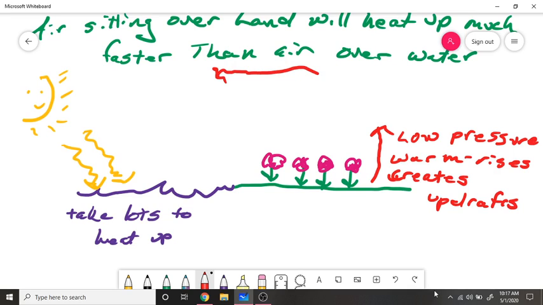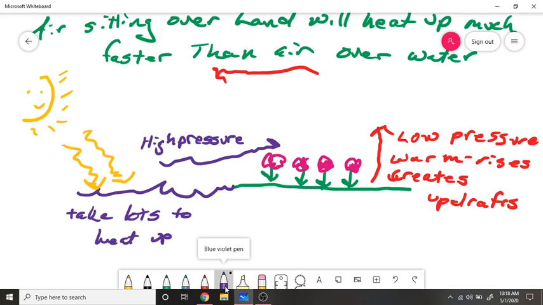The air over the water, which is more dense, high pressure, then moves to fill this space. That makes the air over the land move out over the water. This creates downdrafts over the water, as the cool air sinks.